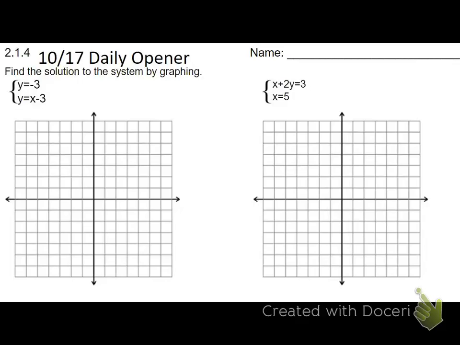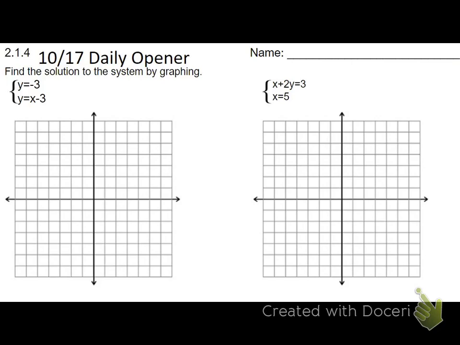So today's opener, the front two, like I said, is review. It's systems by graphing. Then the back one is solving the system by substitution, which is what we started yesterday. So Josh, go ahead and tell me what I'm going to do in order to find the solution by graphing for this first system right here.